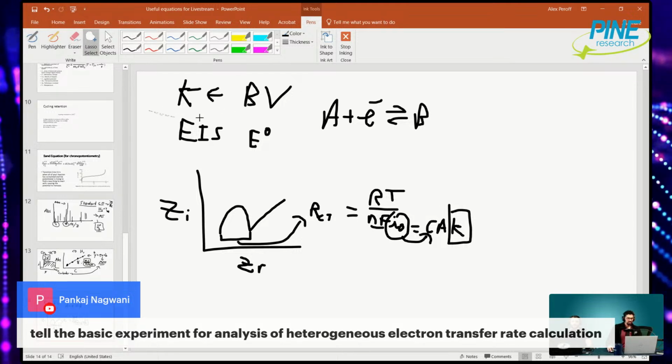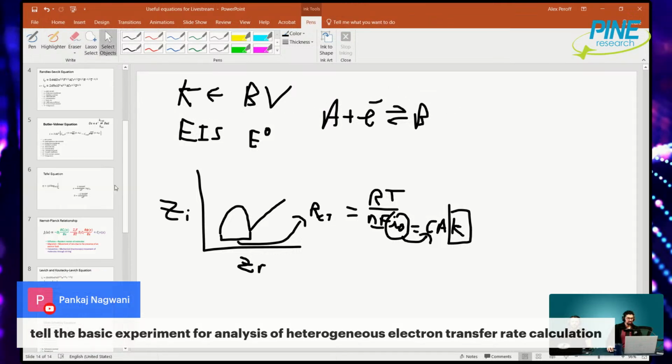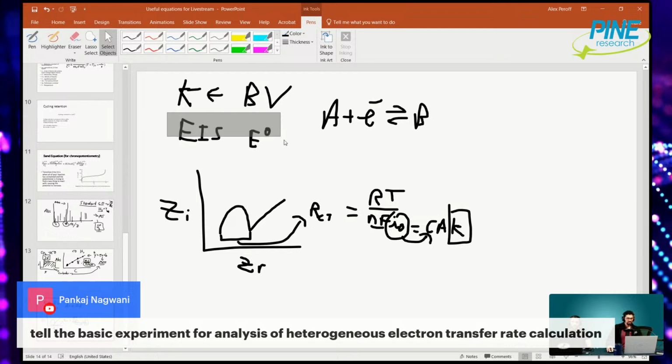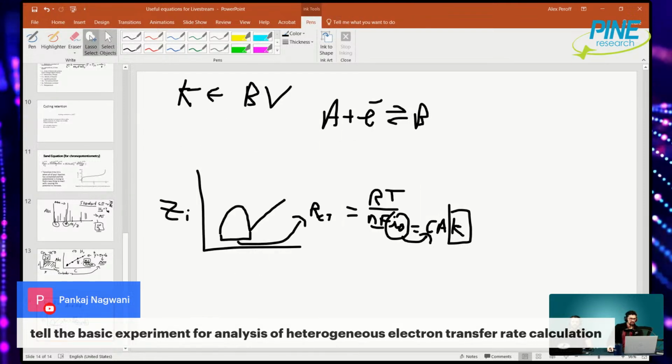Now the other method, actually, hold on. I still need that equation. That equation is still useful. Hold on. Lasso tool.